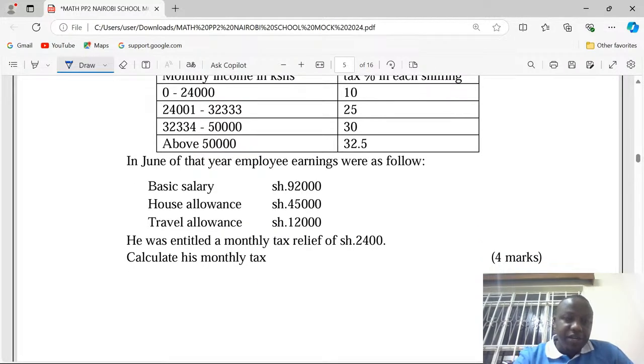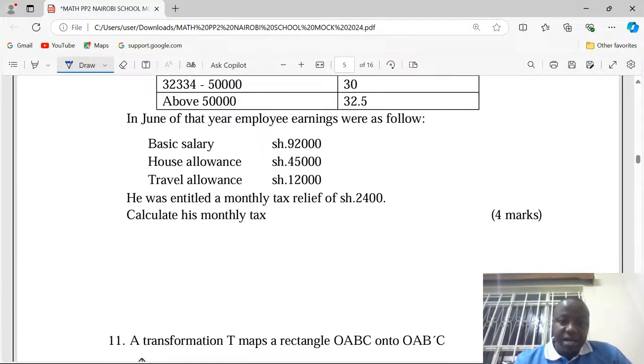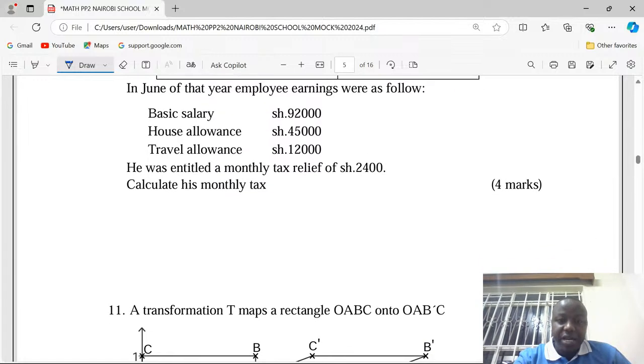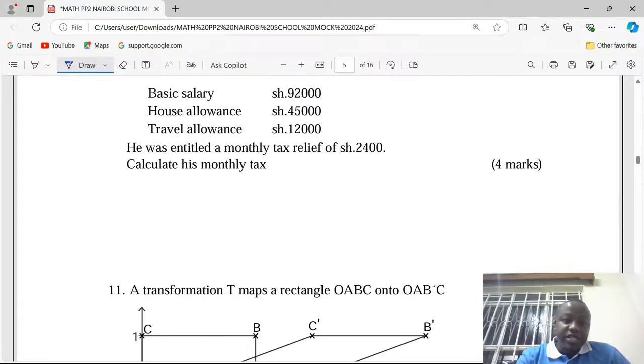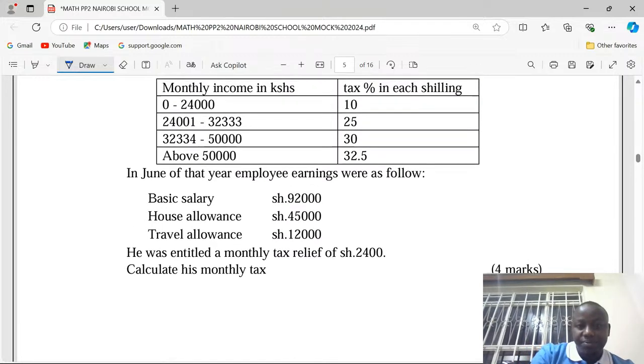We are given further instructions that in June of that year, employee earnings were as follows: basic salary 92,000, house allowance 45,000, then travel allowance 12,000. He was entitled to a monthly tax relief of 2,400 Kenya shillings. Calculate his monthly tax.